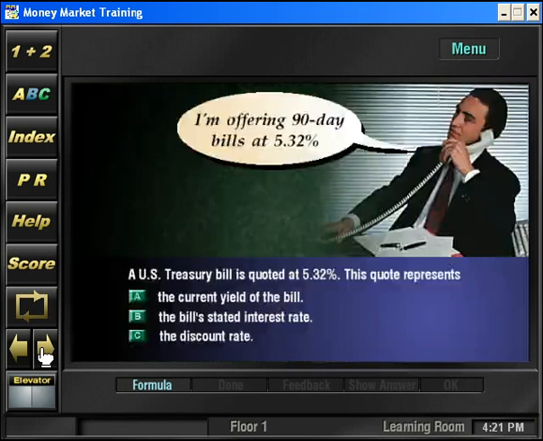Try this one. Correct. A treasury bill is a discounted instrument.